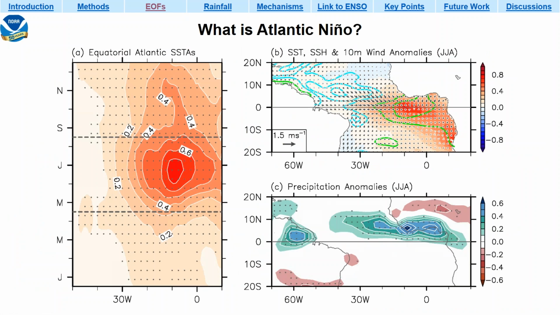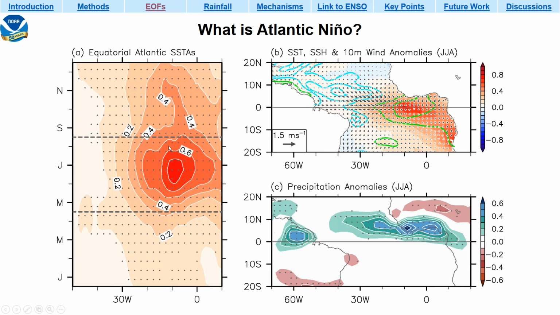So what is Atlantic Nino? What's shown here is the composite map of the 22 Atlantic Nino events. These are equatorial Atlantic SST anomalies, averaged between 3 degrees south and 3 degrees north, for the entire equatorial Atlantic from 30 degrees west to 10 degrees east, from January to December.